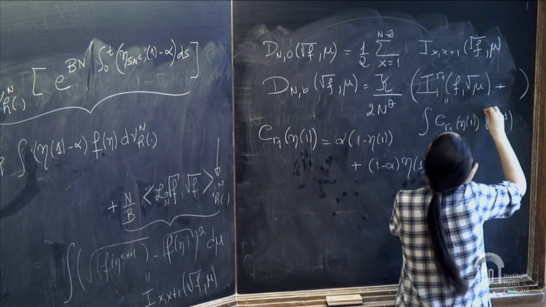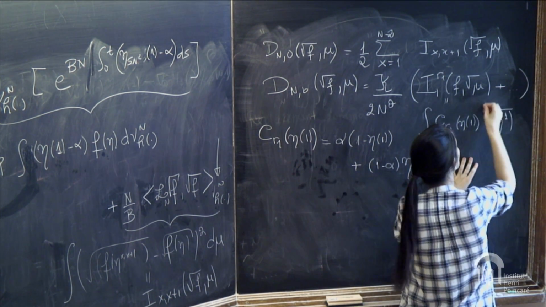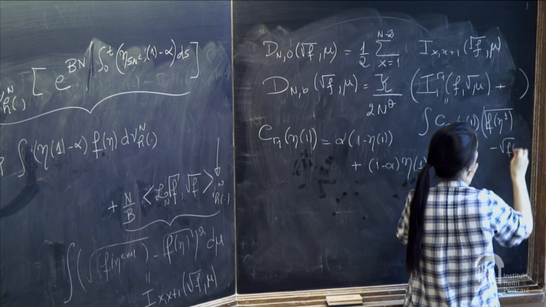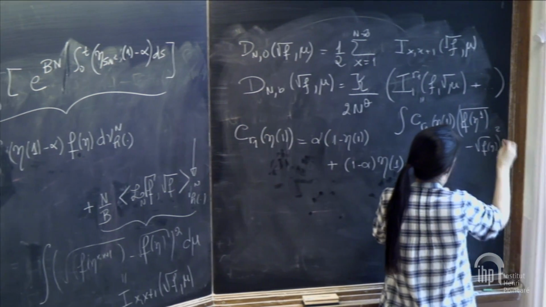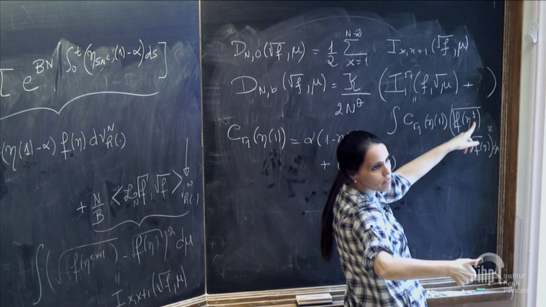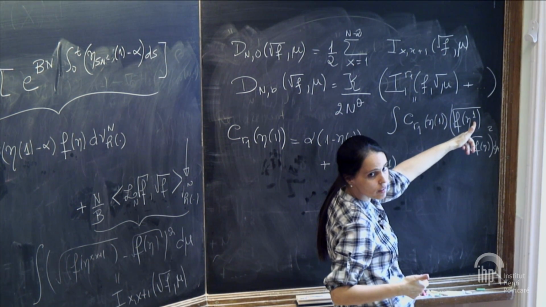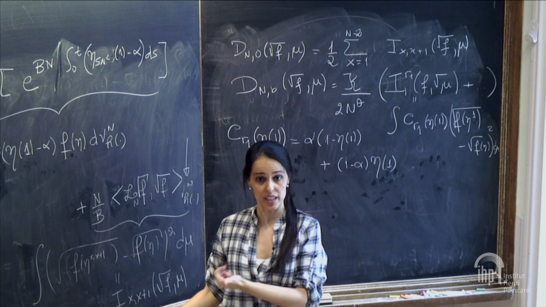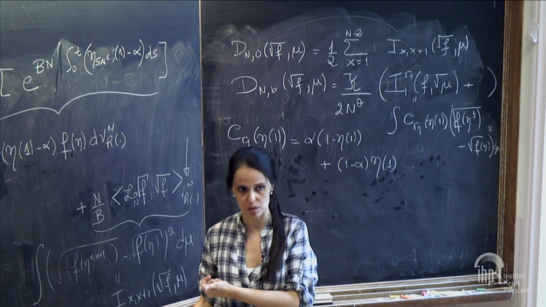There is a square root, minus the square root of f of eta to the square, d mu. And remember, this is the configuration in which I flip the value of the configuration at the site 1. And this one is the one in which I exchange the occupation variables at x and x plus 1.